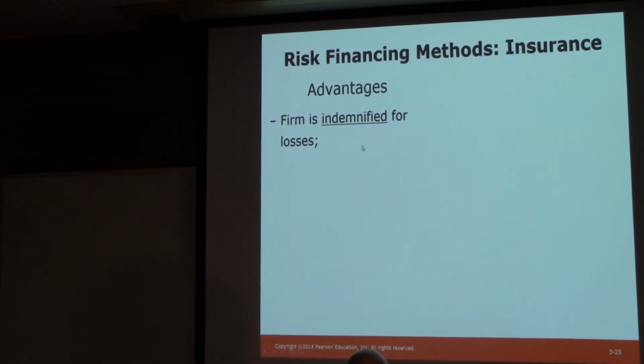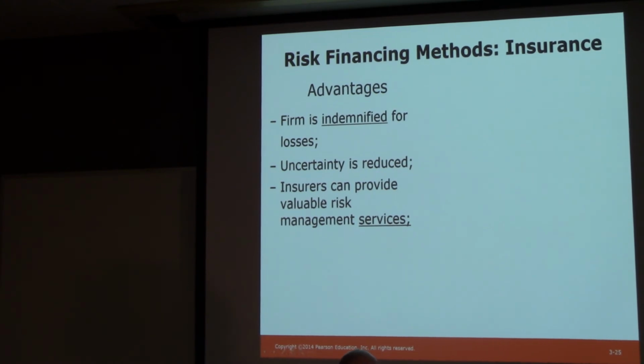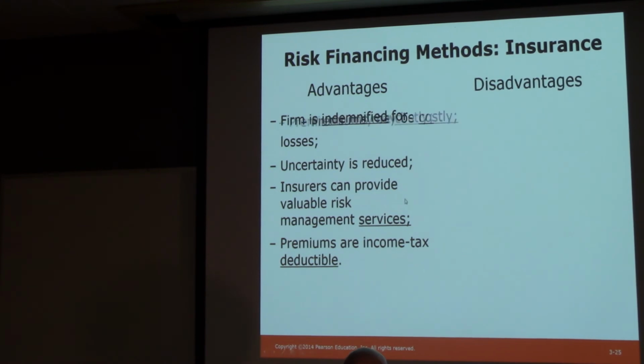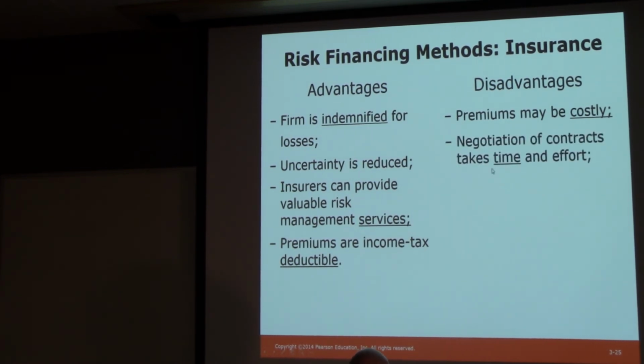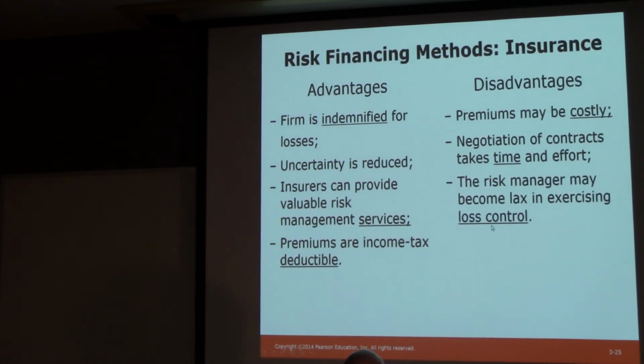All right, so advantages of insurance is that you're indemnified for losses. There is very little uncertainty, and insurance companies can come in and help you with your risk management. Really important. And premiums are completely tax deductible, which lowers the cost. Okay. Disadvantages of insurance is it could be pretty costly, but it's not going to be costly compared to the loss, I can tell you that. And you need to have somebody on staff who understands how to negotiate contracts, and you have to have somebody on staff who doesn't get complacent but continues to work hard.